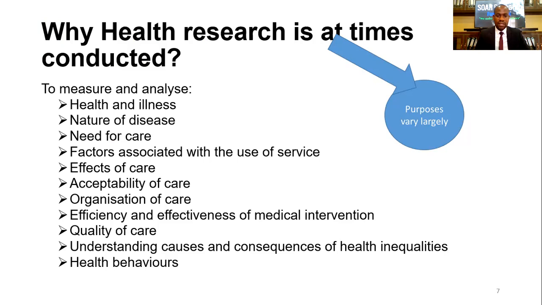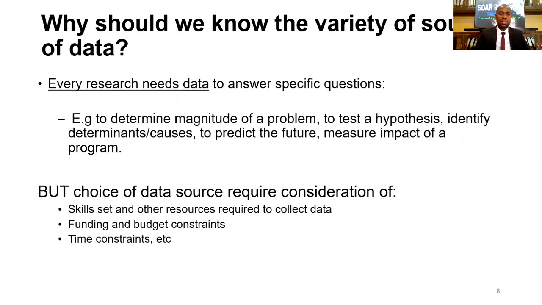Then understanding causes and consequences of health inequalities and also health behaviors. So those are areas that you can do research in. Now, when you think about a research question, you want to find out which data you want to use. And it can be primary data or secondary data, and we shall see the differences. So that's why we talk about the variety of sources of data.